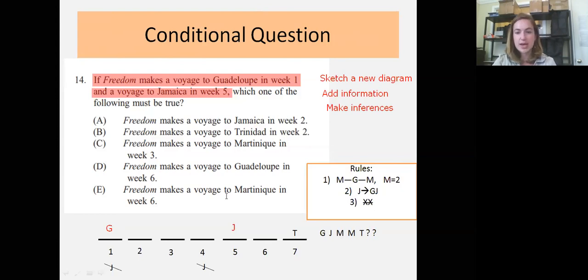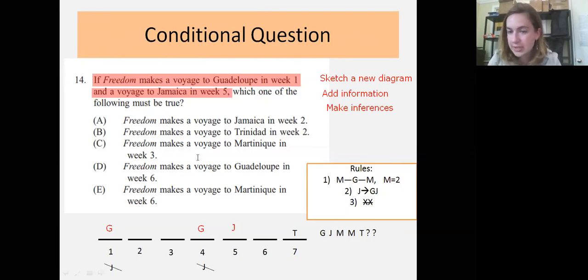Nice, Justin. Yeah, so rule number 2 gives me that if I have a J, a G needs to go before it. So I'm going to go ahead and put a G in space 4. But when I scan through my answer choices, I see that that's not going to be enough to get me to the correct answer. They have G in week 6, but they don't have it in week 4. So that means I'm going to need to do a little bit more thinking.